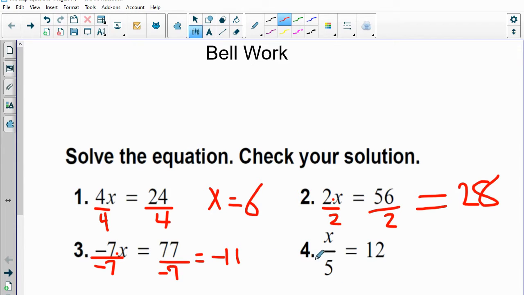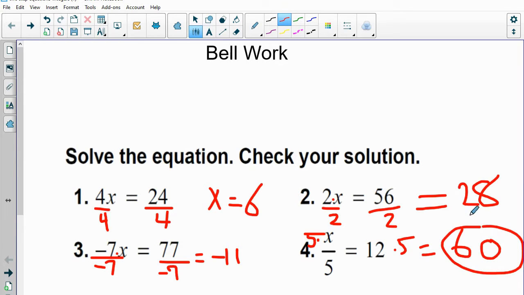All right, and then the last one here, x over 5 equals 12. Well, we'll multiply both sides by 5. And 12 times 5 equals 60. So what that tells me is that 60 divided by 5 is 12, and that is indeed the case. So 4 quick answers that we were able to get using multiplication or division.